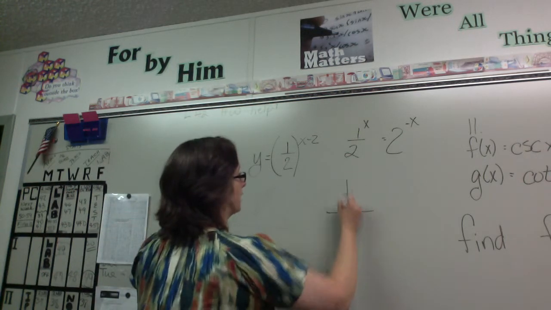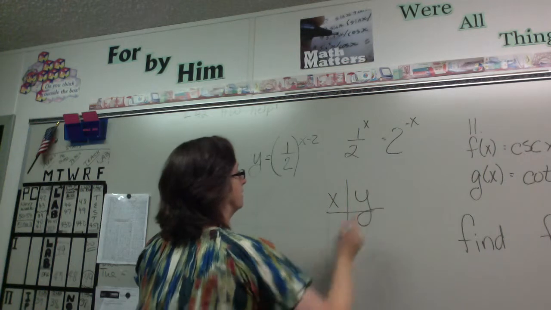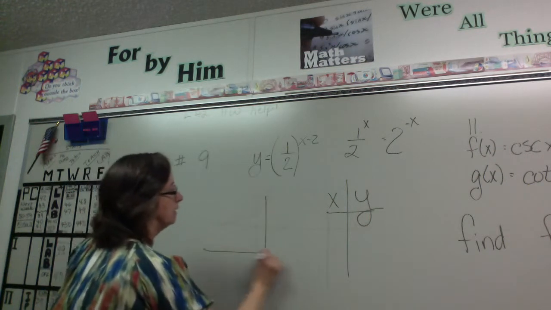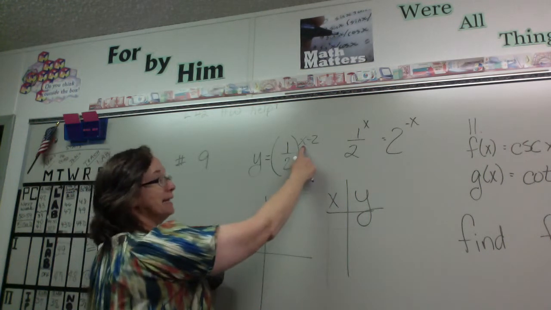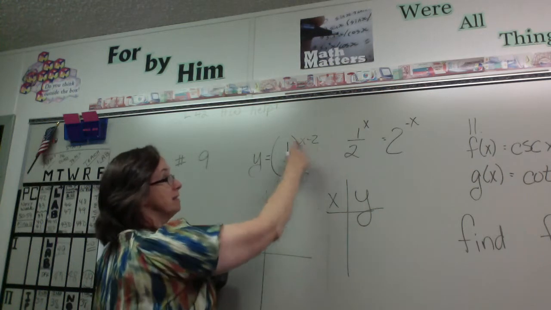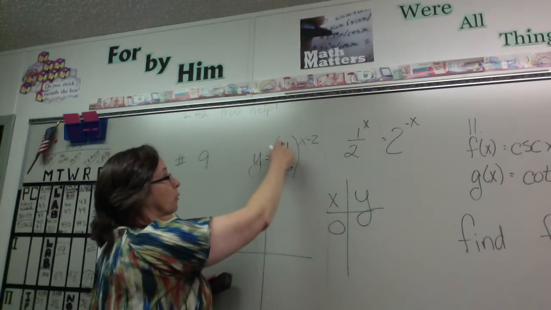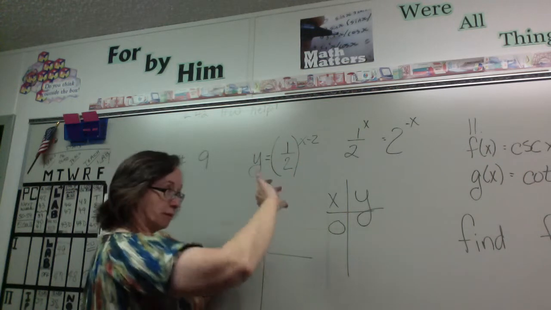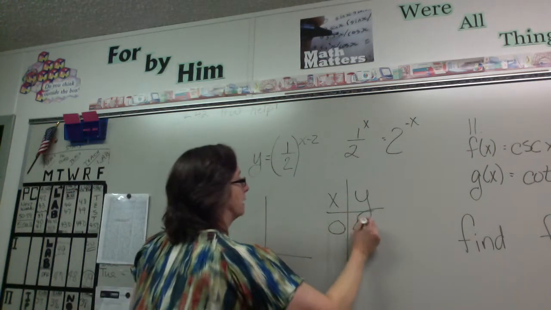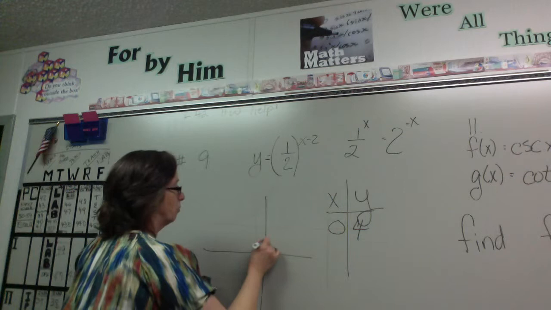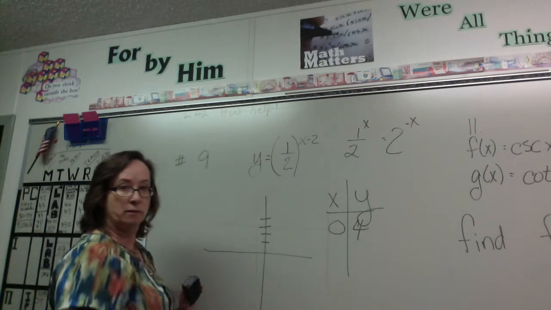Let's put in our little x and y grid, okay, and start graphing. When I plug in a 0, this is not a 0. When I plug in a 0, this is a minus 2. So a 1/2 to the minus 2 is going to flip that thing over and it's going to become a 4. So 0, 1, 2, 3, 4.